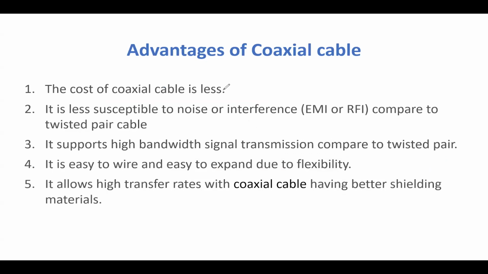The cost of the coaxial cable is less. It is less susceptible to noise or interferences compared to the twisted pair, okay? Because we have here plastic, and also electrical form data is being transferred. It supports high bandwidth signal transmission compared to the twisted pair. It is easy to wire and easy to expand due to flexibility. It allows high transfer rates with coaxial cables having better shielding material. Okay, so since we have a better shielding material of plastic and also a higher bandwidth, it's comparatively better than your UTP or STP.